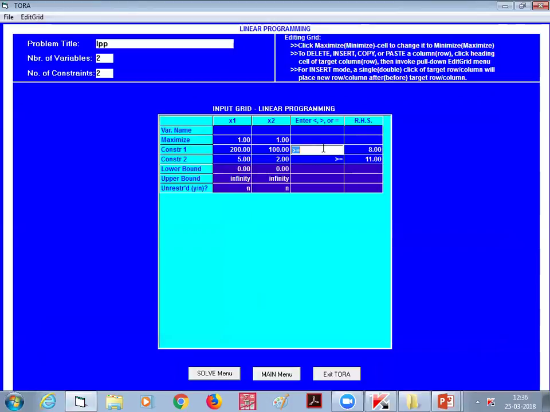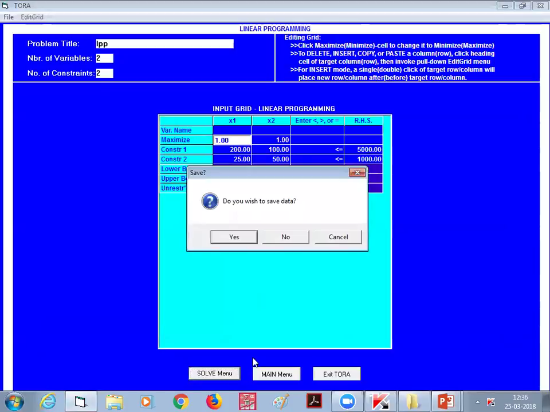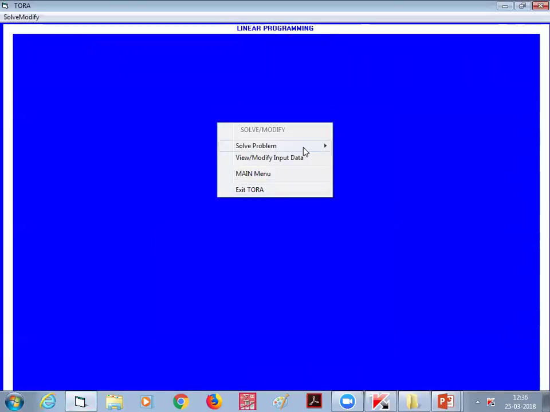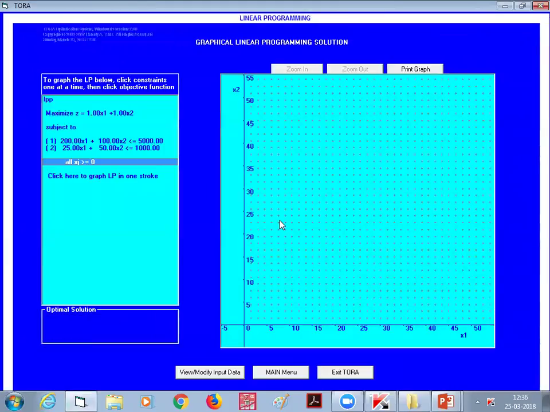And this is now less than or equal to 5 kg, so 5,000. And this is how much? 25 and 50, right? And again, less than or equal to how much? 1,000. Okay, so we want to solve this now. So what do we do?